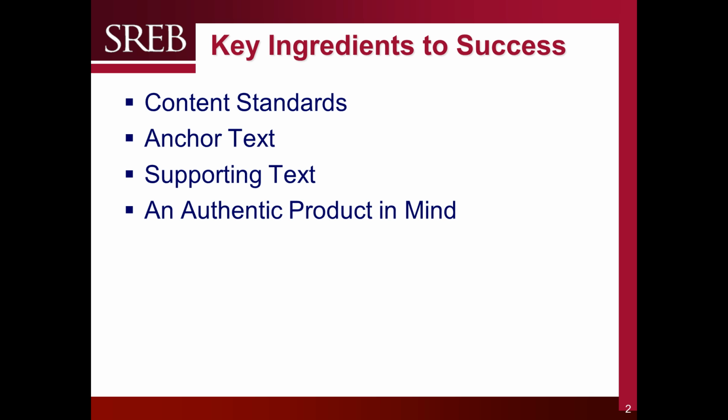Third is the supporting text. These are usually smaller articles that give opposing views, that may reinforce a certain vocabulary word or something to really deepen the understanding, so when they get into their argument or their explanation, they fully have a sense of exactly what the content is. And then fourth is an authentic writing product in mind. So how do you want the students to communicate this?